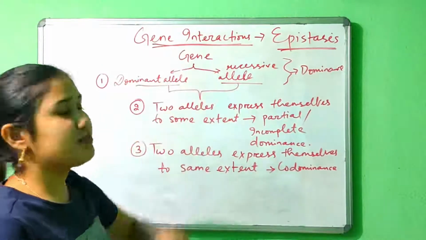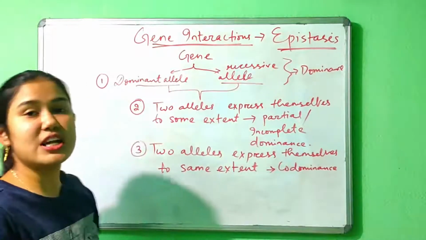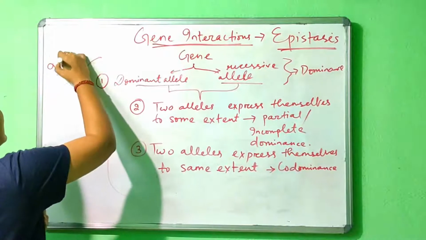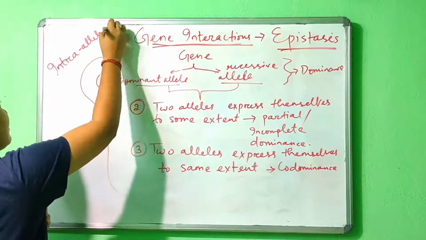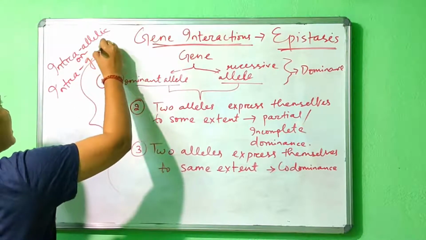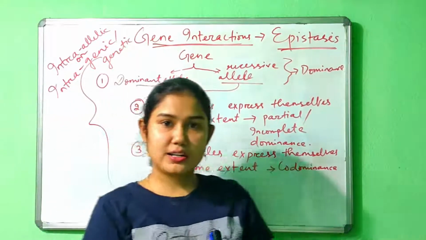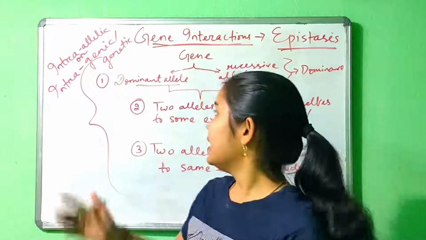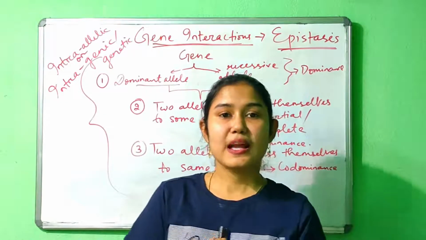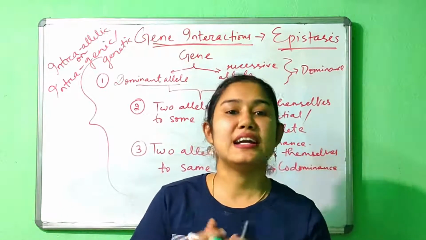The two alleles of a gene interact, right? Clear? So this type of genetic interaction is known as intra-allelic or intragenic genetic interaction. Understood? Clear? So what is intra-allelic or intragenic interaction? The interaction where the two alleles of a single gene interact.